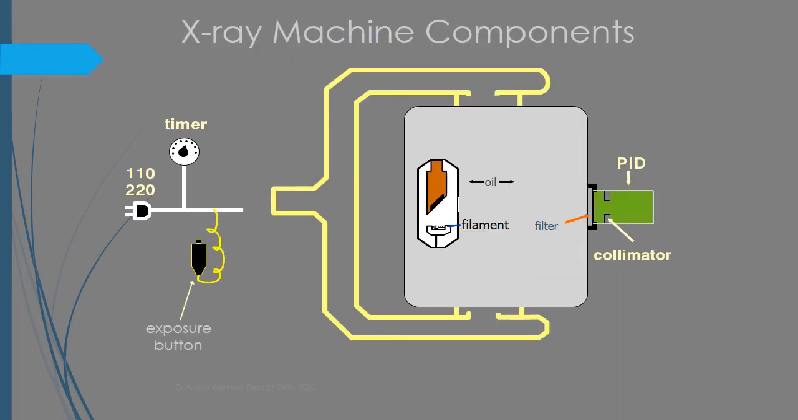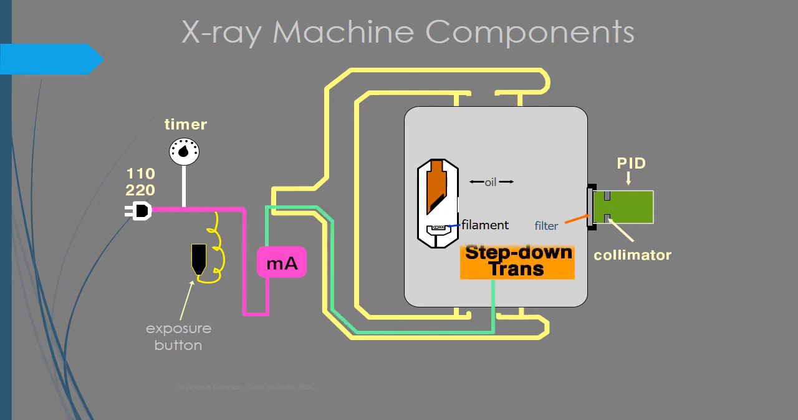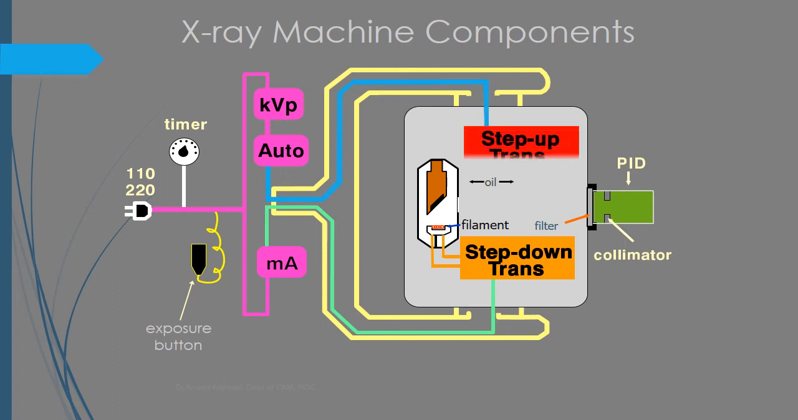So overall, if we have to talk about how it is produced: once you press the exposure button, electricity is passed through the mA switch, and is sent through the step-down and step-up transformers to the filament, to produce electrons from the cathode tungsten filament. On the other hand, electricity is also produced and sent to the anode, the kVp, through the auto transformer and the step-up transformer to the anode.